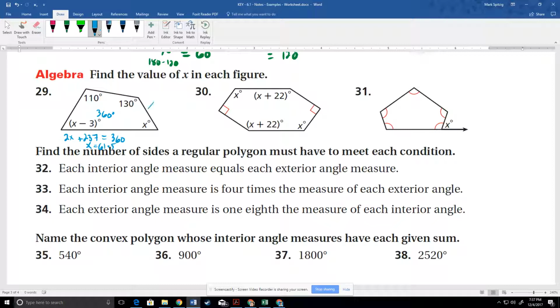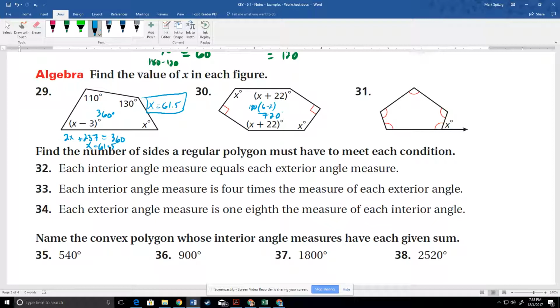So I'll just write it up here. X equals 61.5. All right, in this case, we have a hexagon, 1, 2, 3, 4, 5, 6. This is a hexagon, so we know that all the angles in a hexagon add up to 180 times 6 minus 2, which is just going to be 720. So that's my equation I can write.